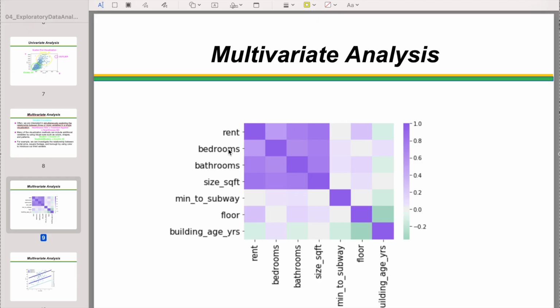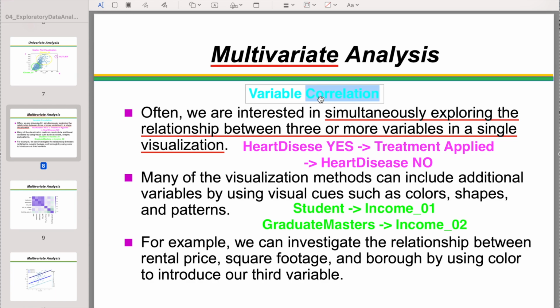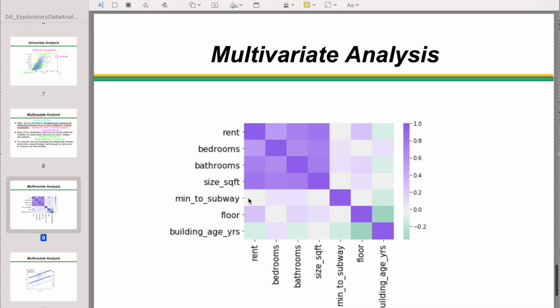Now the next one, bedrooms with rent, has a different color. Minutes to subway with rent has a different color. How do the minutes to the subway affect the rent of this apartment? If the apartment is closer to the subway, it's easier to walk to the subway, and it will have a higher rent. If it is farther from the subway, it will have a lower rent. So coming back here, there is a correlation between the rent and the distance from the subway.